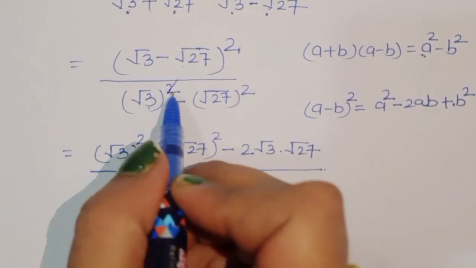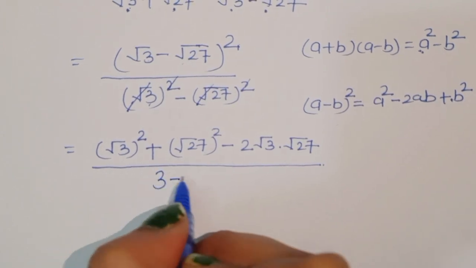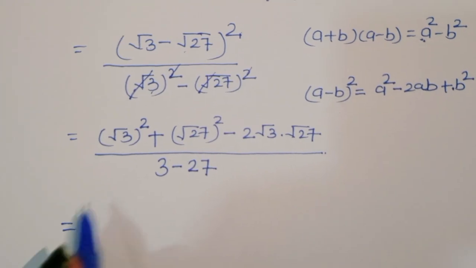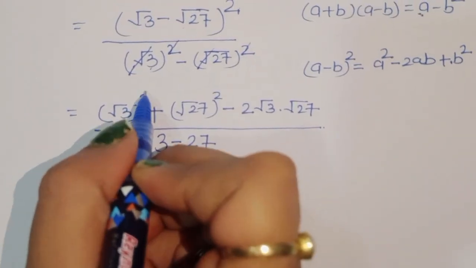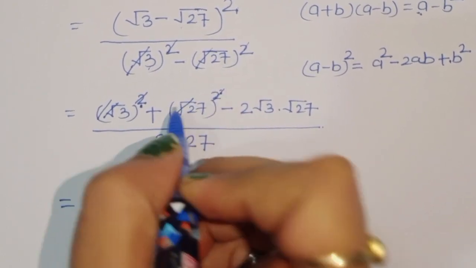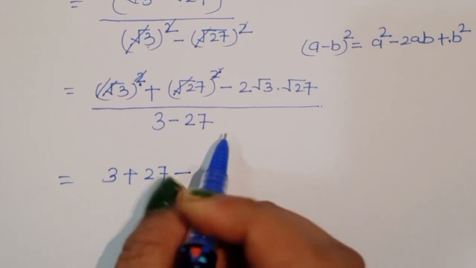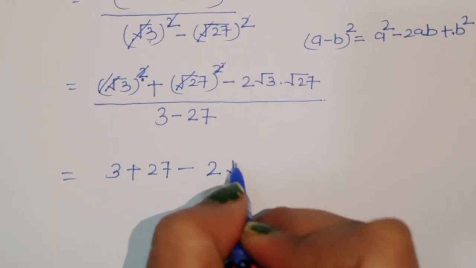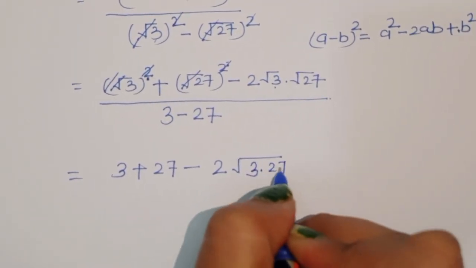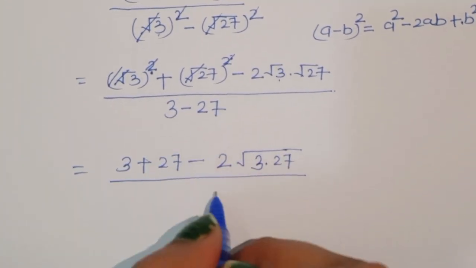Here the square and square root cancel, so we get 3 minus 27 in the denominator. Similarly, √3 and the square cancel, and √27 and the square also cancel. So we can write 3 plus 27 minus 2 times √(3 times 27), divided by 3 minus 27.